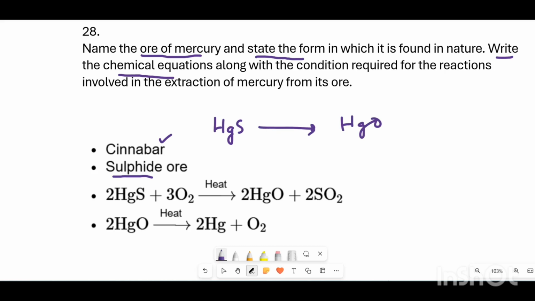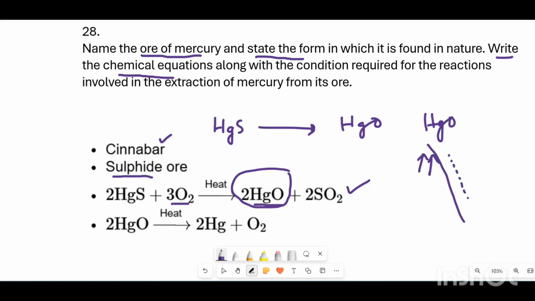So mercuric sulfide you should heat in presence of oxygen, so it is converted to mercuric oxide. Sulfur will combine with oxygen to give sulfur dioxide. Once you get mercuric oxide, you should heat it on a sloping surface so that mercury will be flowing down. You get mercury. Okay, that is the second reaction.